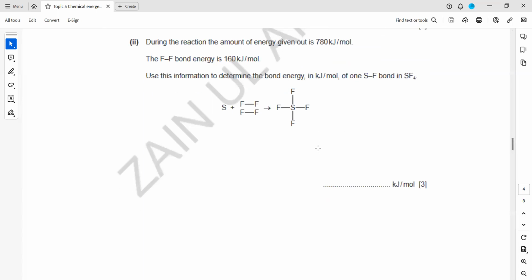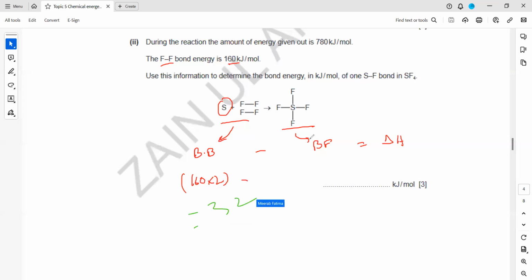During the reaction, the amount of energy given out is 780. We need the bond energy for fluorine-fluorine. So the idea is that the bond breaking energy minus the bond forming energy is equal to the enthalpy change, the energy change. Bond breaking energy is how much? Sulfur, there is no bond breaking energy because it's an atom. There's no bond. Fluorine-fluorine bond energy is 160, so this will be 160 multiplied by 2. That's the bond breaking, which is 320. Minus the bond forming energy.